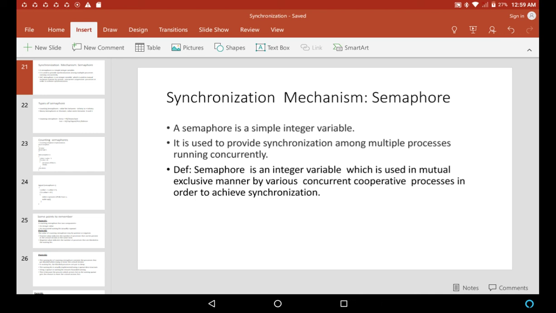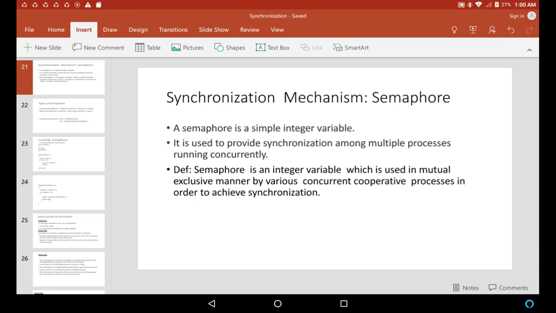So, what is a semaphore? It is a simple integer variable. It can be used to provide synchronization among multiple processes which are running concurrently, and those are cooperative processes. The definition is: a semaphore is an integer variable which is used in a mutually exclusive manner by various concurrent cooperative processes in order to achieve synchronization.